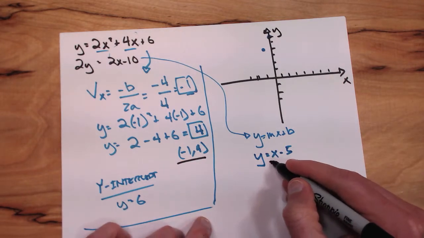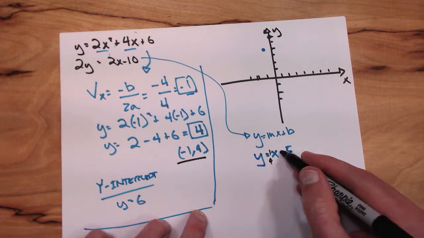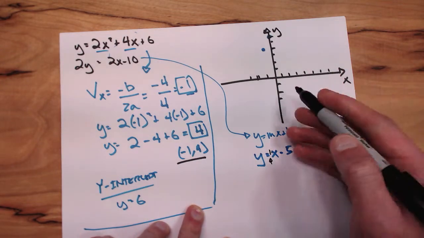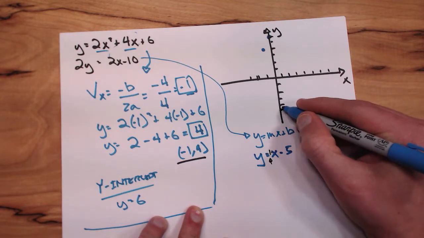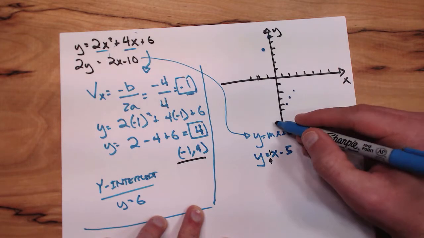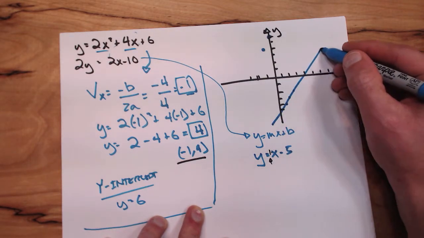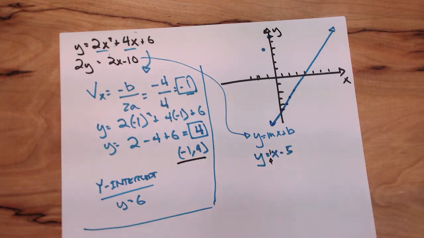Notice the slope is 1. There's no number in front of our x, so it's kind of like there's an implied 1 here. And our y-intercept is minus 5. So let's go down here. So minus 5. And we're going to go up 1 over 1 like that, like that, like that. Here is our line. Okay, so there's our line.